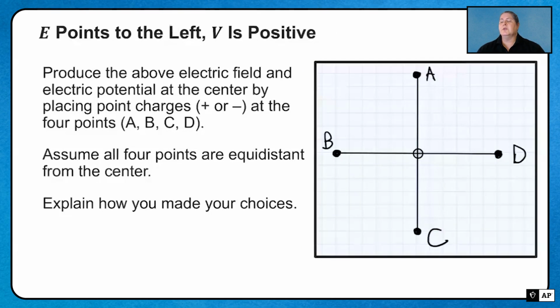Now if I want the electric field pointing to the left and keeping the potential positive, it's very similar to that last example. I want the electric field to go to the left, so I'm going to need a negative here and a positive here. But if I want the potential to be positive, one thing I want to be careful of is mixing up this V with velocity. This is a capital V for potential. So here, if I have three charges that are positive and one's negative, I'll end up with positive potential. And my electric field is going to go from positive to negative.